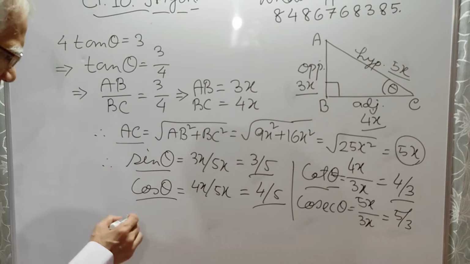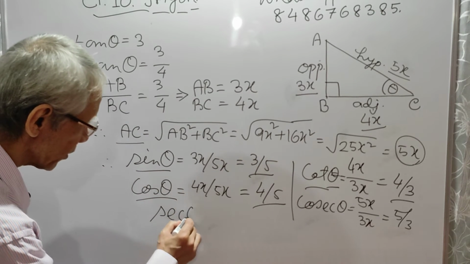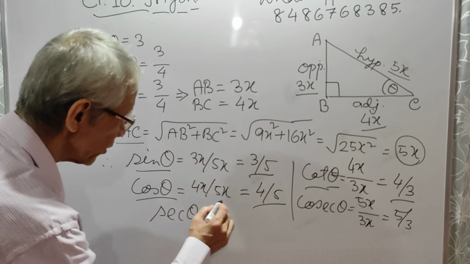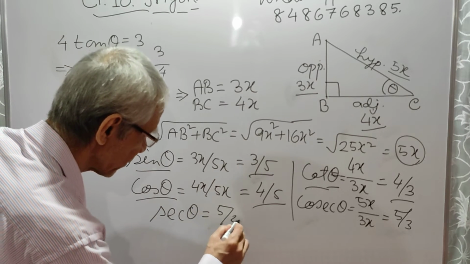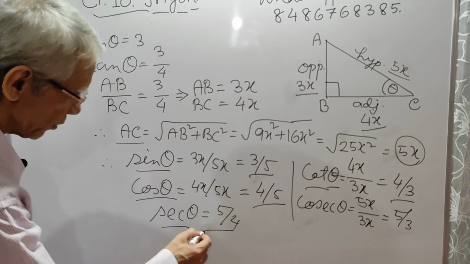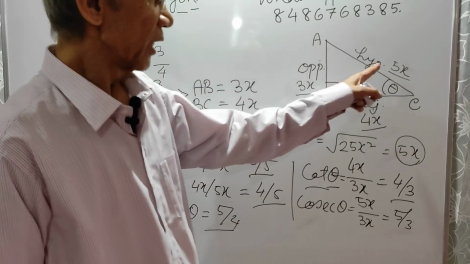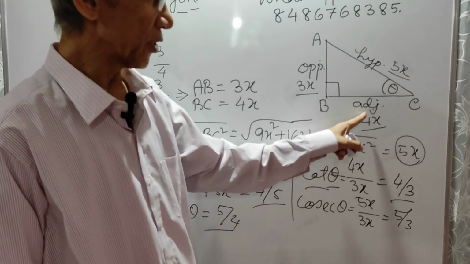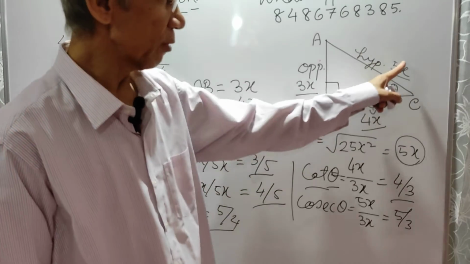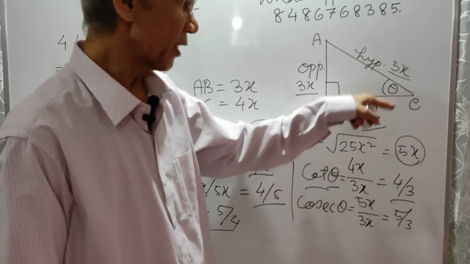Similarly, what will be sec? Sec theta will be reciprocal of cos, that means 5 by 4. Sec theta is 5 by 4 if we use the reciprocal relation. Or from here, what is sec? Hypotenuse by adjacent, that means 5x by 4x. What will be 5x by 4x? x cancels, 5 by 4.